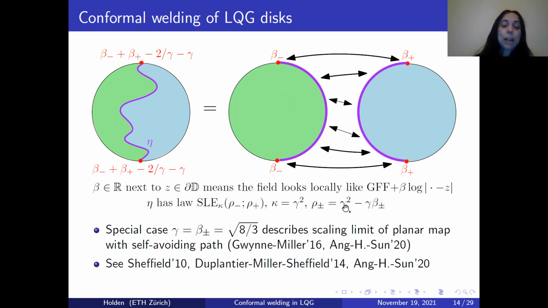The special case when gamma is equal to beta plus minus equal to the square root of 8/3 is describing the scaling limit of the planar map with self-avoiding path on the previous slide. So this is a rigorous statement which can be obtained by combining the result presented here with the work of Gwynn and Miller. Finally, I want to mention that all of this result is proved in the work with Ang and Sun. The proof relies heavily on earlier related works due to Sheffield and by Duplantier, Miller, and Sheffield.